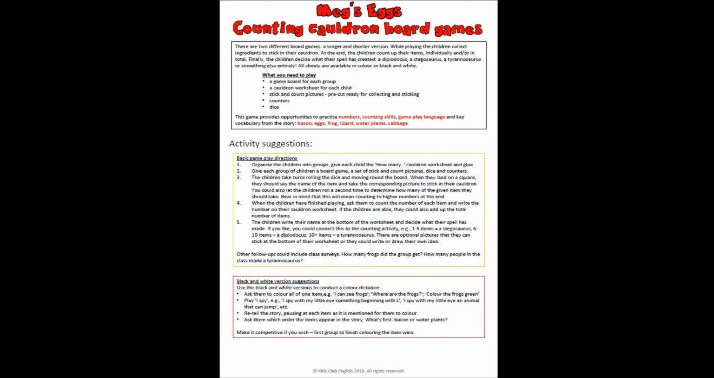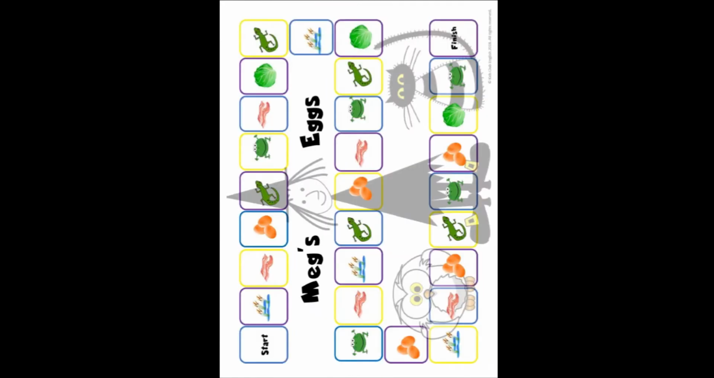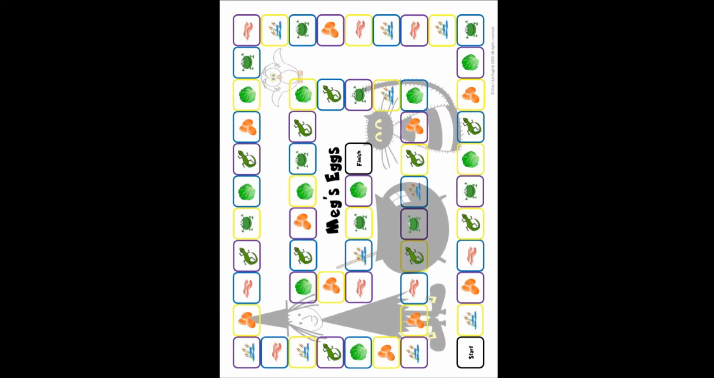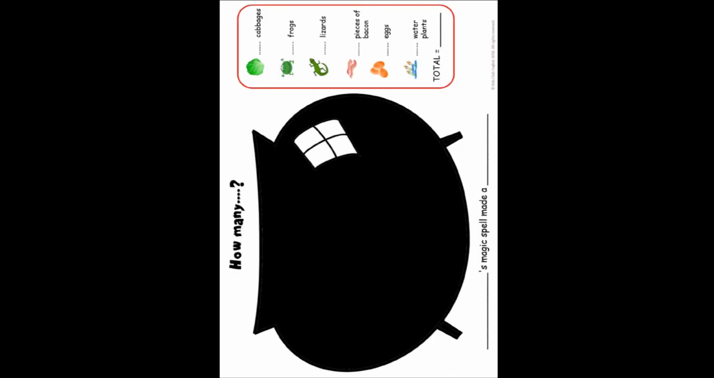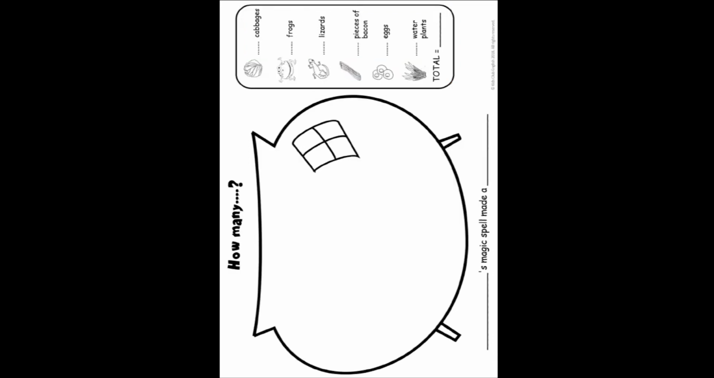And then cauldron counting board games, so they use these board games with the main ingredients that go into the cauldron. There's a longer board there as well. They use those with these sheets, which are the cauldron, and they use the cut and paste pictures. When they land on a square, they stick that item in the cauldron, and then at the end they can count up how many of each item they have.